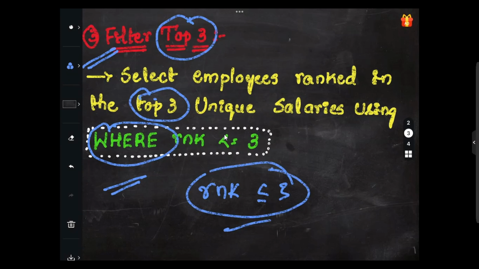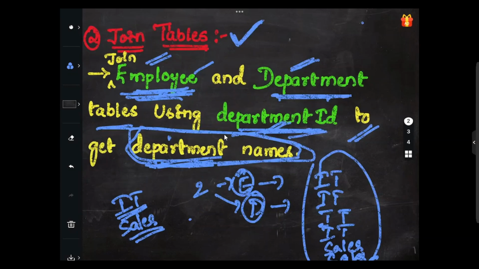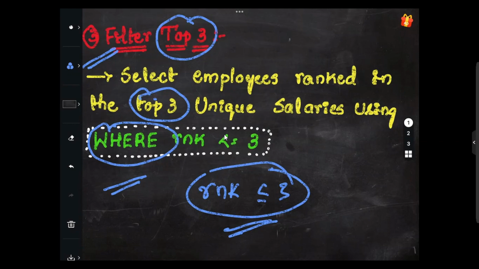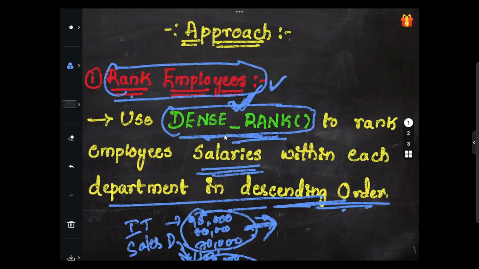Rank less than or equal to 3. In this case, we will get the top 3 highest salaries by the employees for the particular department. So this is the approach that we will be going with. Easy to understand, right? As we know the approach now, it will be easier to write the query. Now let's start writing the query.